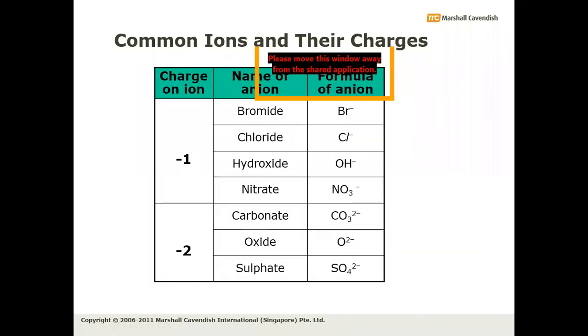So in negative ions, bromide, chloride, these are group 17, group 7 elements. So they have a -1 charge. Hydroxide and nitrate are radicals, and you need to learn that. OH -1, NO3 -1. Carbonate, CO3 2 minus, oxide 2 minus, sulfate 2 minus, and that's about their valency.